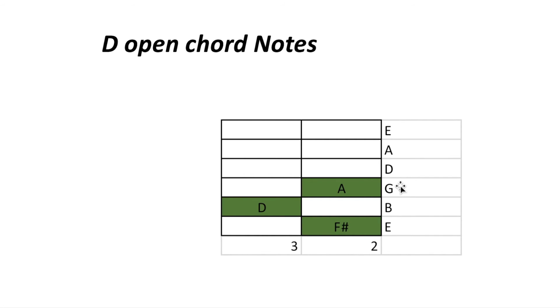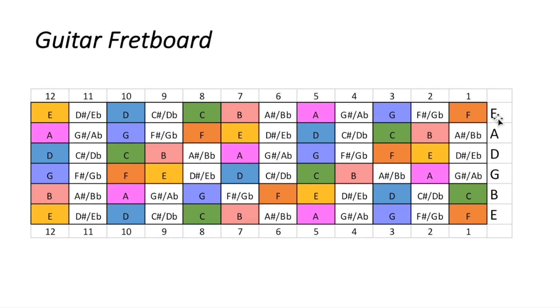So this is the 2nd fret and this is the 3rd fret. In the 2nd fret G becomes A. Let me just quickly go here. So G in the 2nd fret becomes A. That's because after G it's G sharp or A flat, and after that it's A.